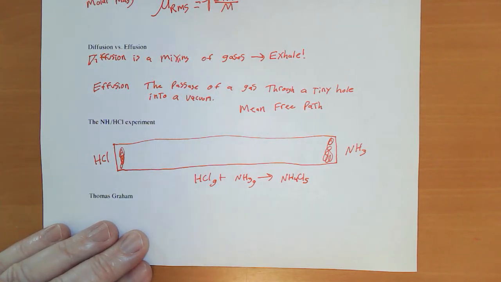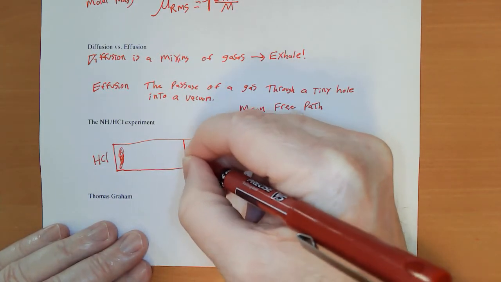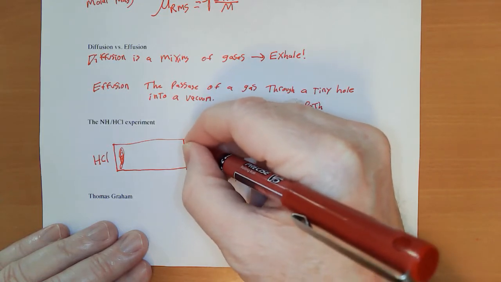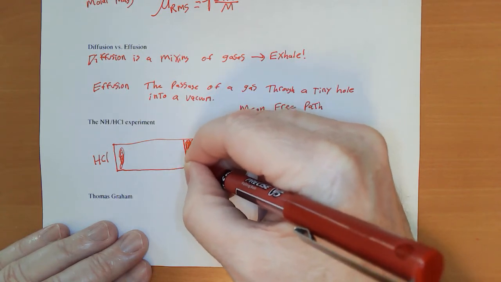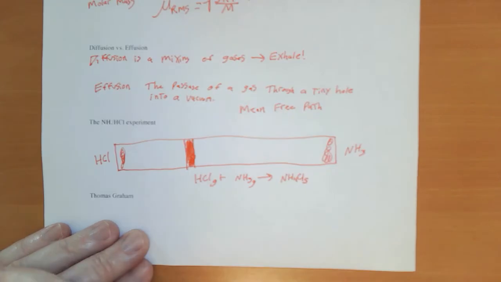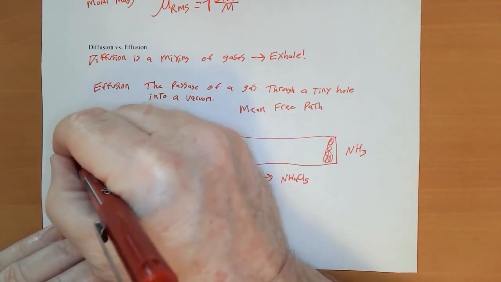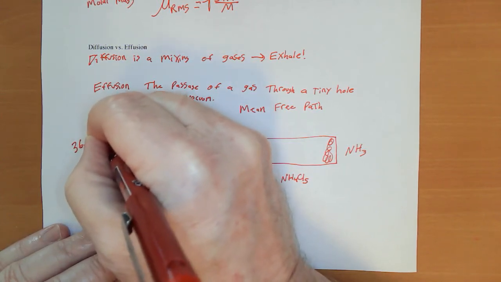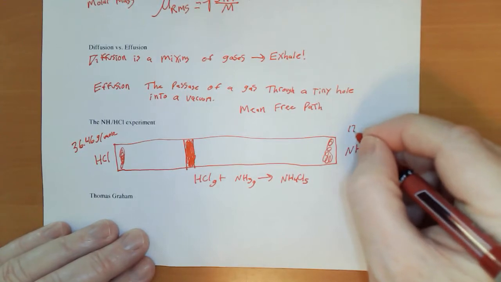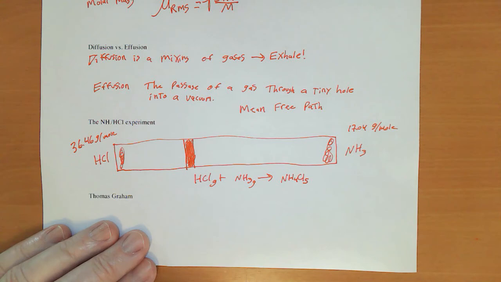That's white. It's a powder. Very easy to see. Okay? Except the interesting thing is it happens right about here. Okay? It does not happen dead center in this tube. Okay? It happens much closer to the HCl end than to the ammonia end, because HCl is heavier. Molar mass is about 36.46 grams per mole, and for ammonia it's about 17.04 grams per mole. Okay?